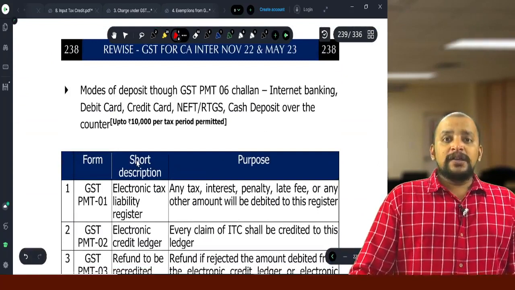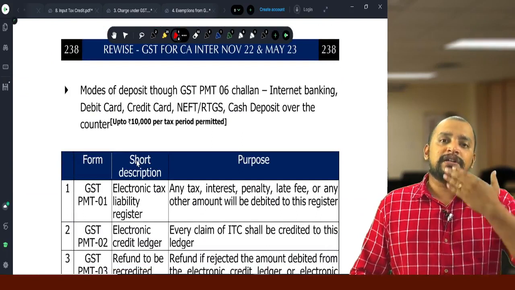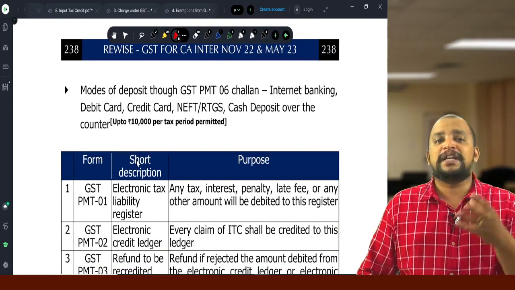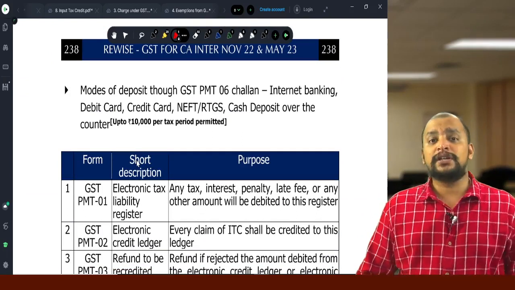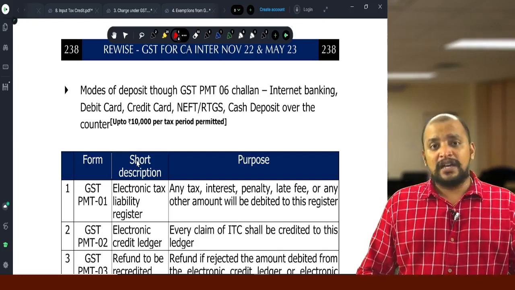Then, how will we deposit the money into the cash ledger through the payment challan? So we can make a deposit. The moment we deposit, that balance will go into the cash ledger, and whatever balance is there in the cash ledger can be utilized for payment of liability.